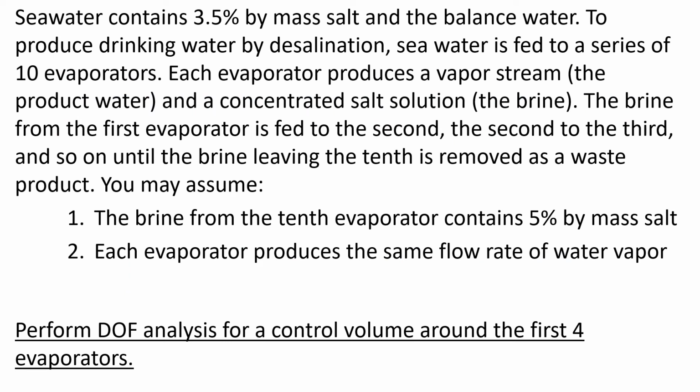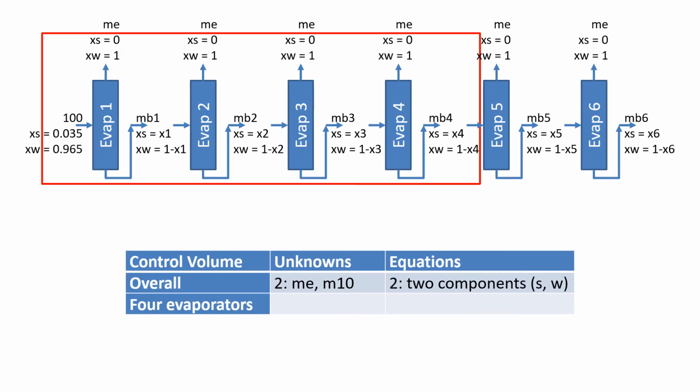Now what I'd like for you to do is consider a control volume around the first 4 evaporators instead of the overall control volume. Can we solve for the unknowns associated with that control volume? I've drawn a control volume around the first 4, and I've blown it up a little bit. I've eliminated the evaporators beyond the 6th evaporator.